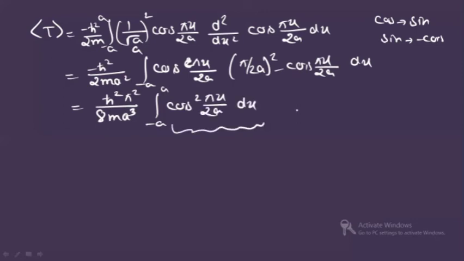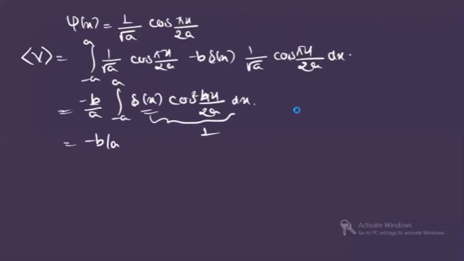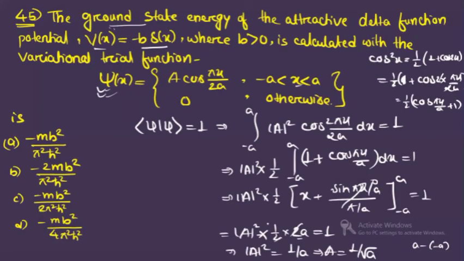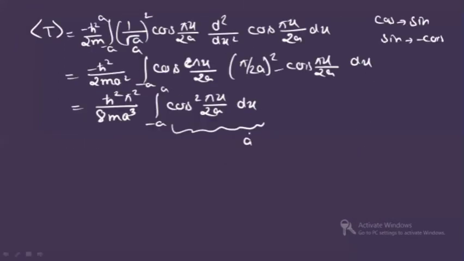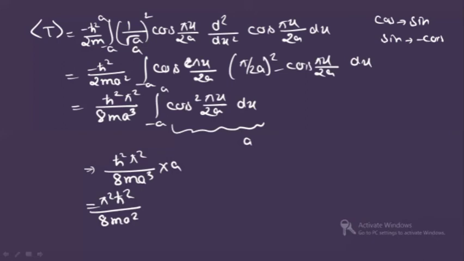Now this integration we have done during normalization, right? So what was the value we saw from there? The value was mod of a square, half into twice a. So this 2 cancels and only a is the value, right? So directly we will put here that the value of this integration is a. So what you will write here is pi square h cut square by 8 m a cube into a. That means it is pi square h cut square divided by 8 m a square, right? This is the expectation value of T here.